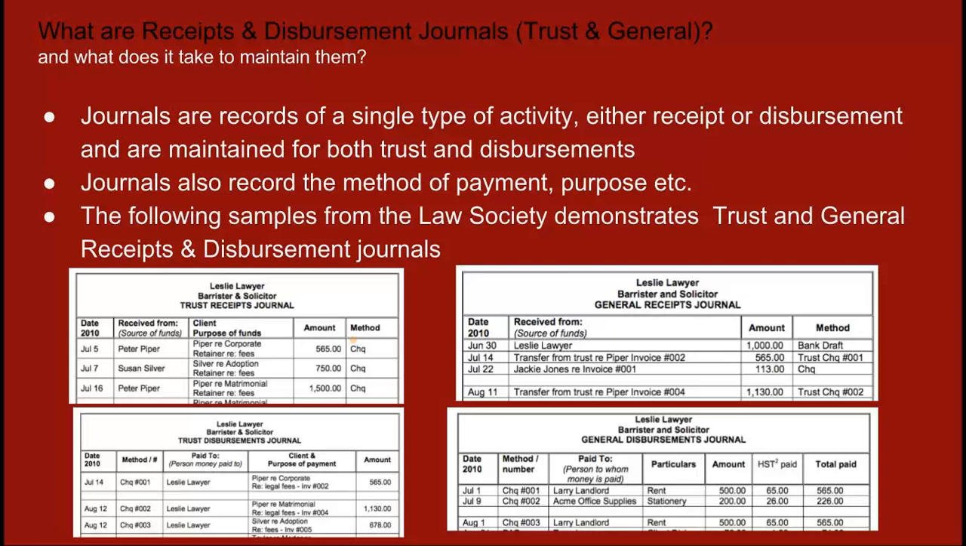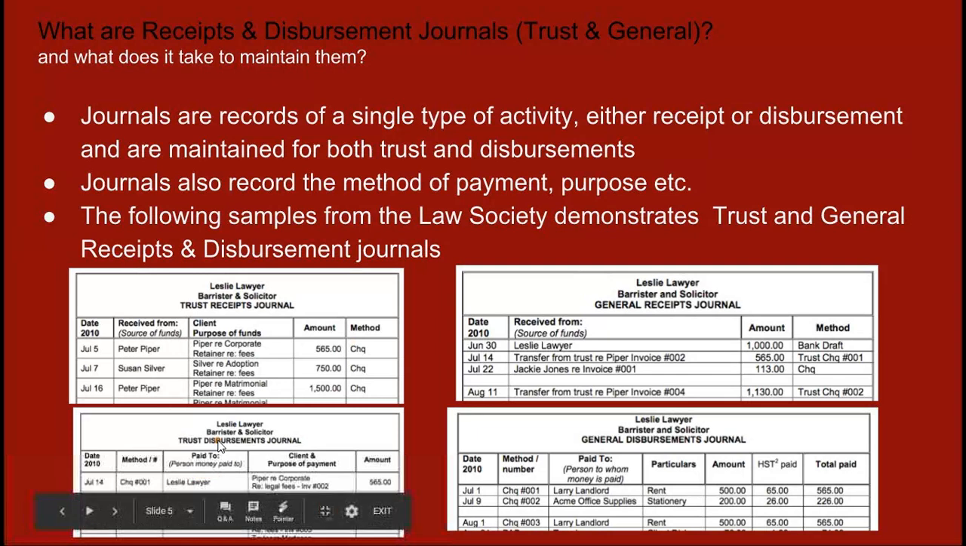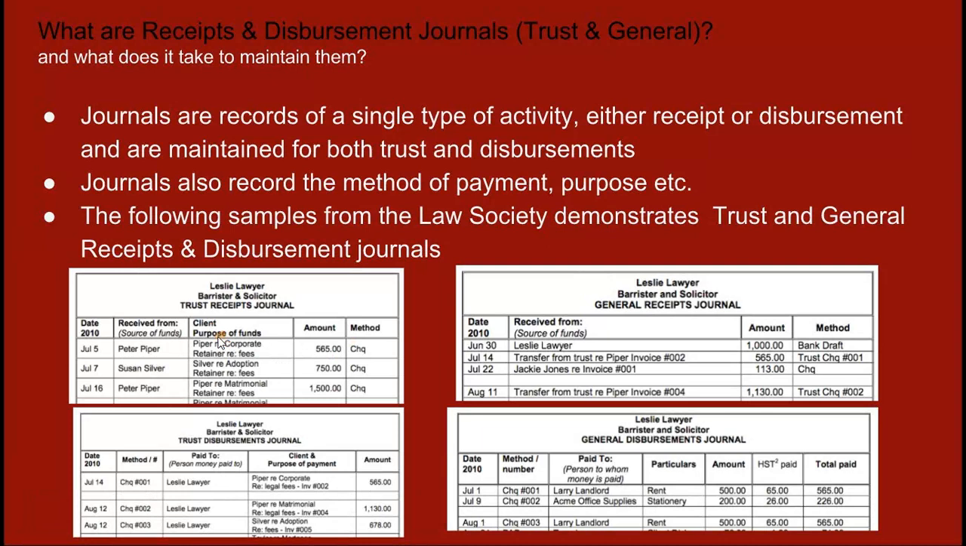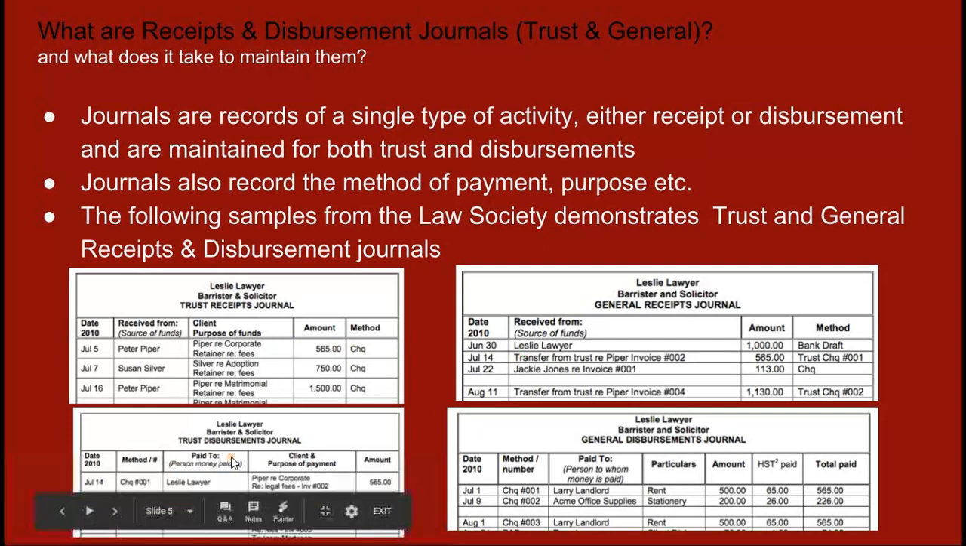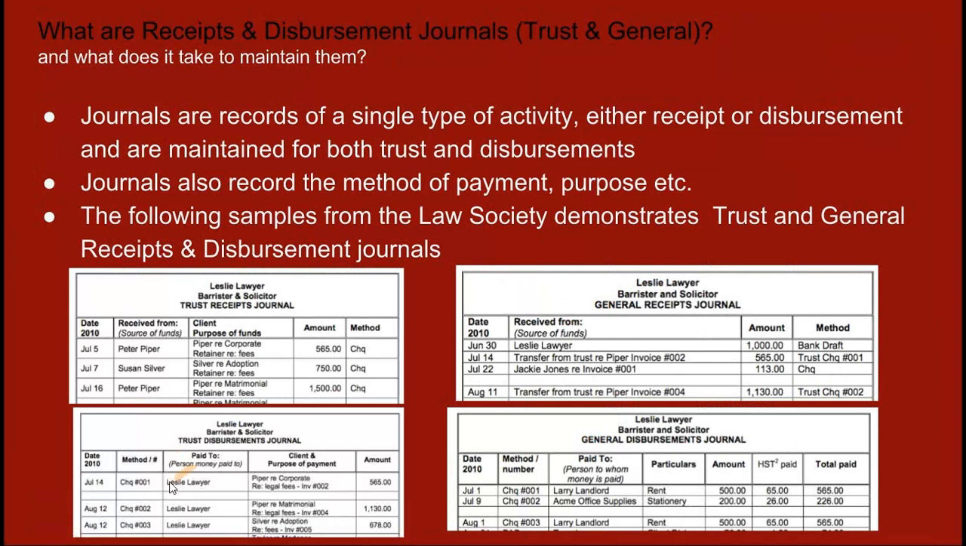Okay, so let's look at the same example or maybe a different example in this case of the $565. If you look at Leslie Lawyer, on July 5th, Peter Piper, what was the client, what's the purpose of the fund, is a corporate retainer. Okay, what was the amount? 565, and importantly, what was the method of payment? Okay, this is a check. Likewise, if you look at a general receipt journal, so this was a trust receipt journal, and if you look at a trust disbursement journal, I apologize, you're going to look at the method, the date, same thing.